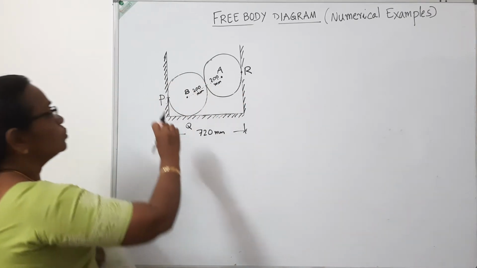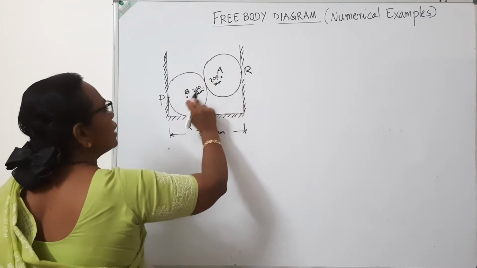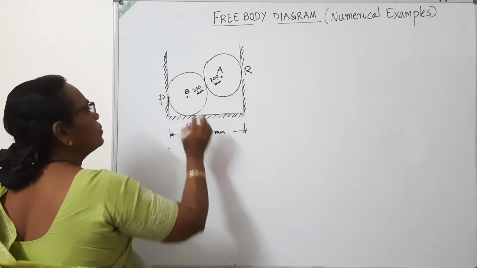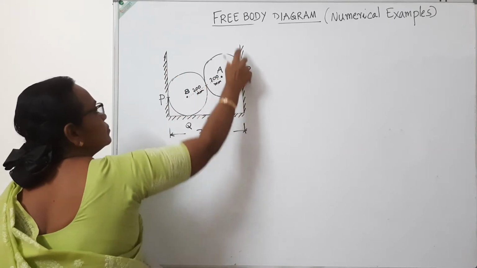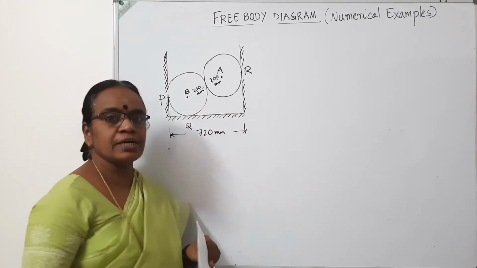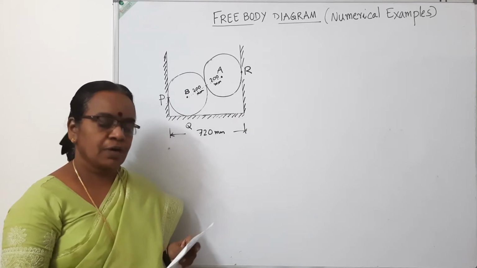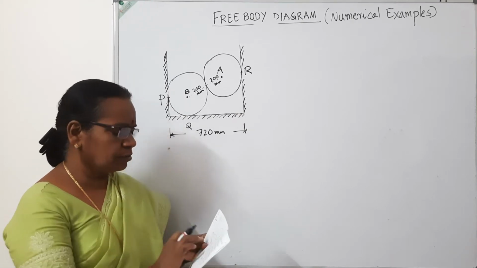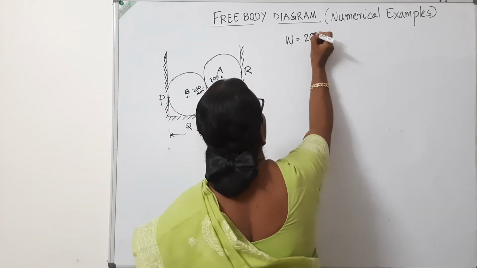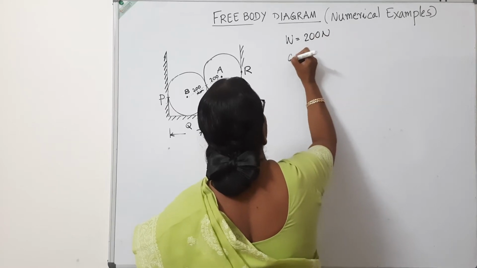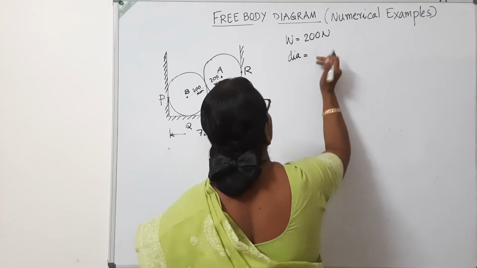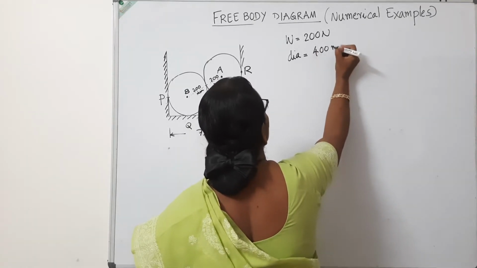So here given two spheres, each of diameter 400. So I mark this radius as 200 mm. So this also radius 200 mm, and they are resting in a channel. Both sides vertical and this horizontal side, and the base width of the channel is 720 millimeter. And the weight of the cylinders, both the cylinders have weight 200 Newton, and the diameter of cylinder is 400 millimeter.